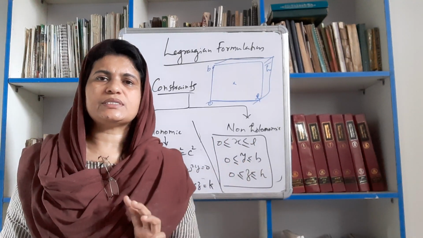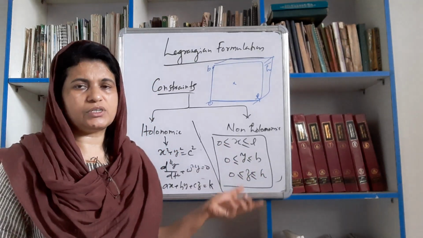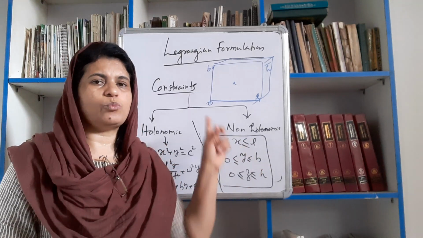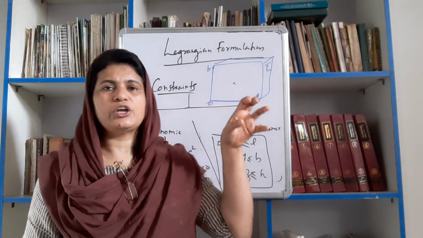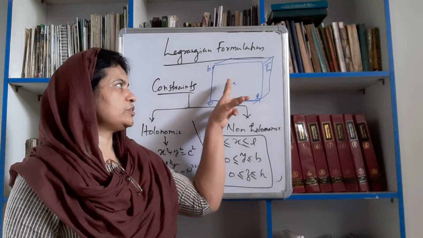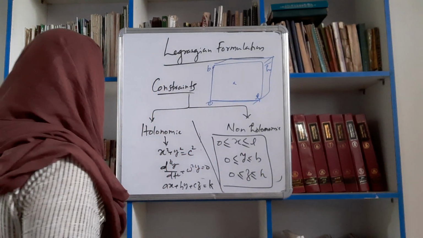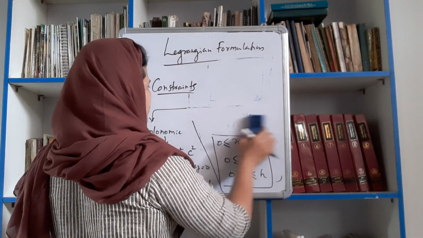They cannot be expressed as equations. They can be expressed only by means of such notations. Therefore, they are called non-holonomic. Such motions are called non-holonomic constraints. The particle inside a box is in non-holonomic constrained motion, or the force acting on this particle is called non-holonomic constrained force. We are not considering that much regarding the non-holonomic constraints.